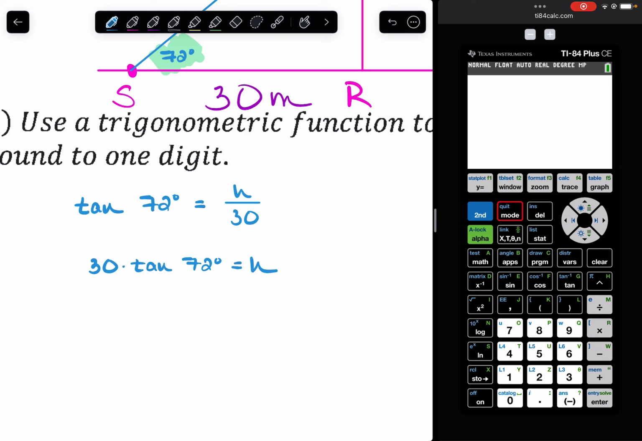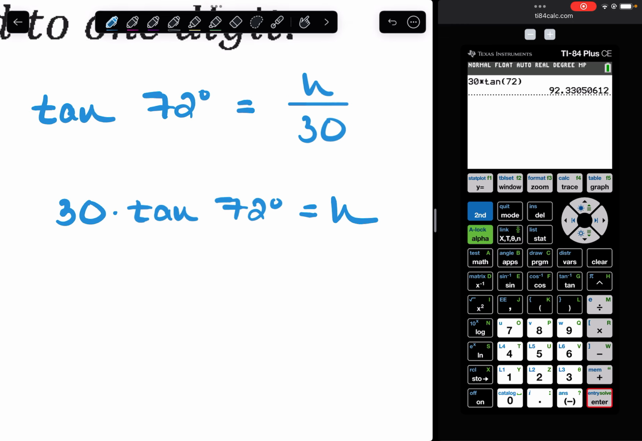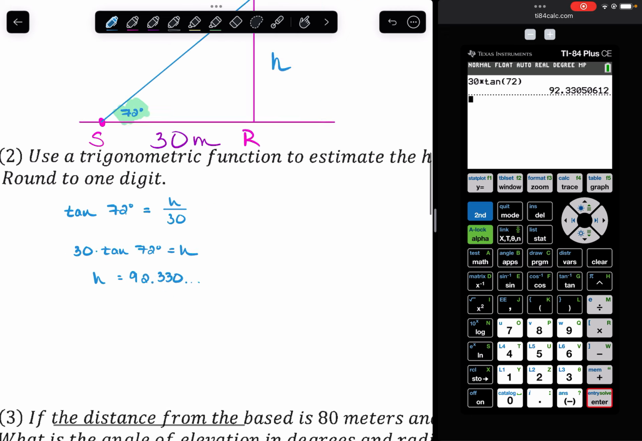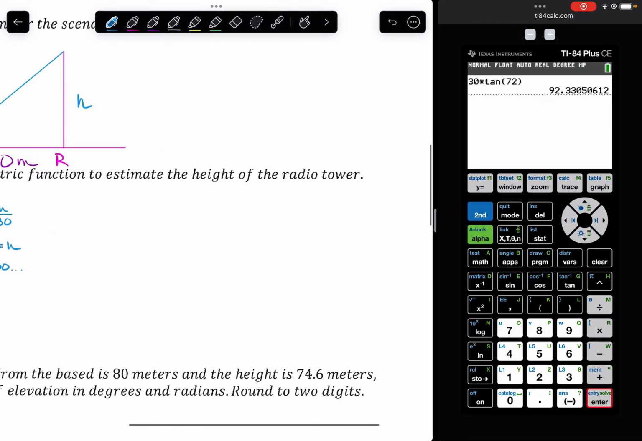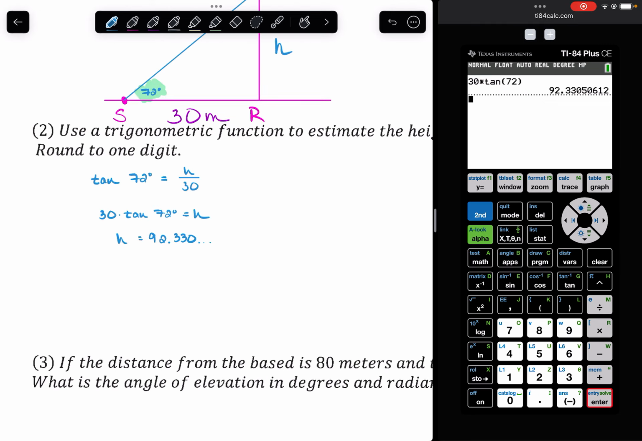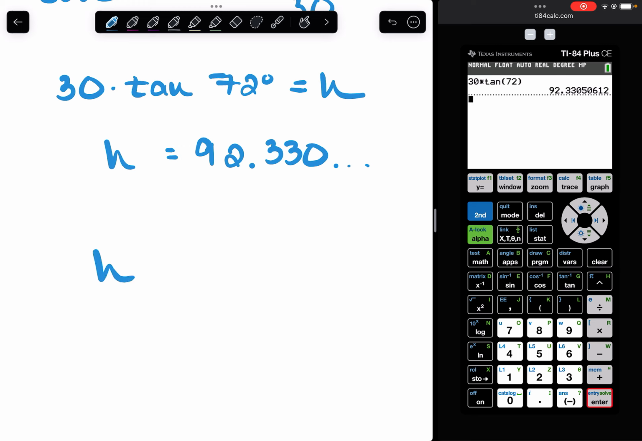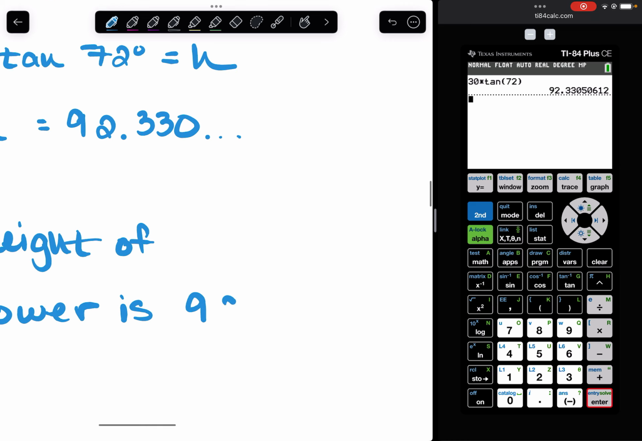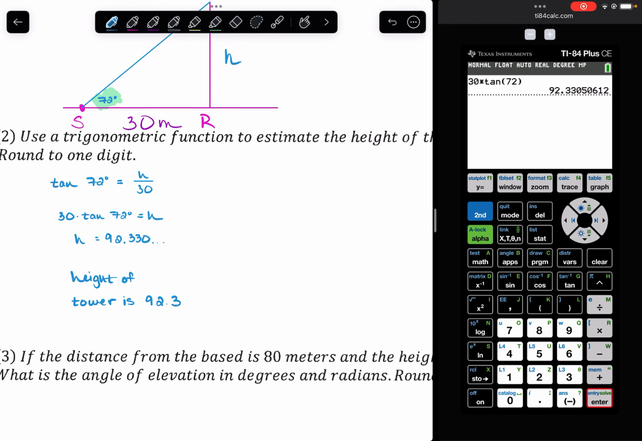I'm going to do 30 times tangent 72, close my parentheses and hit enter. So our height is going to be 92.330... Then I'm going to reread to make sure I answer the question correctly. Estimate the height of the radio tower, round to 1 digit. So to 1 digit, the height of the tower is 92.3, and then I check my units: meters.